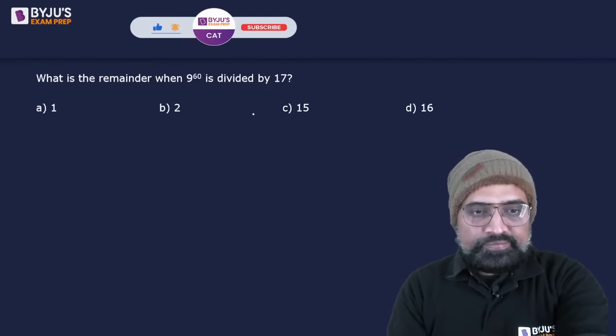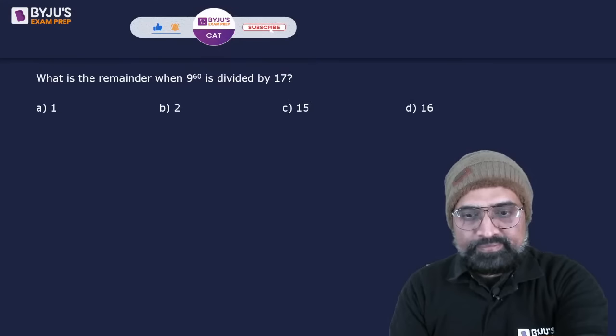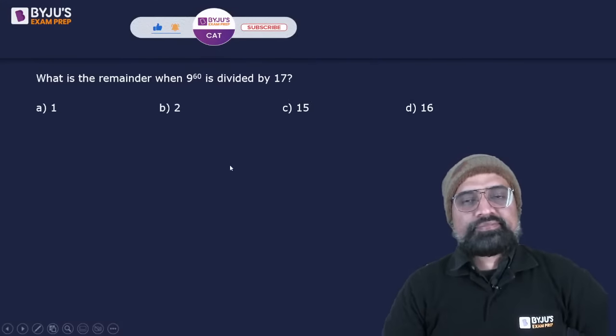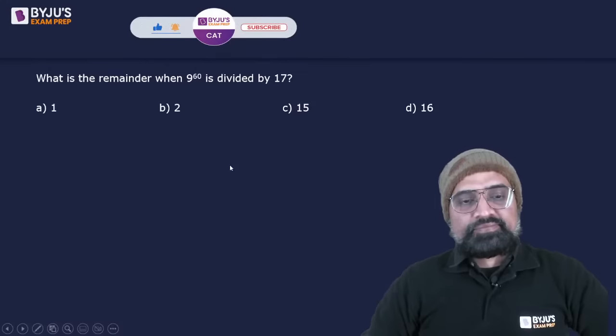Remember, 9 to the power 60 is divided by 70.